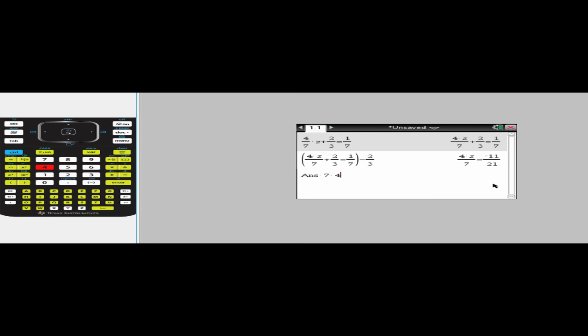7/4 is the inverse of 4/7. And we're going to do that to both sides of the equation. We hit our result. And so we get 7/4 times both sides of this. Z is now by itself. And I show that z is equal to negative 11/12. And I have a solution.